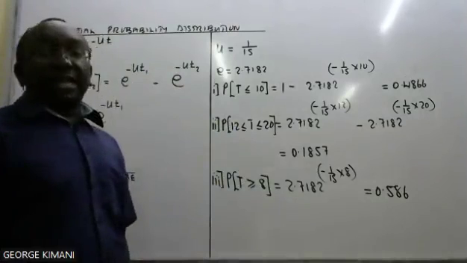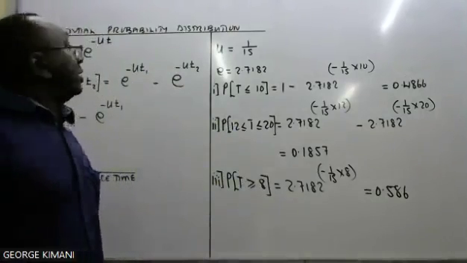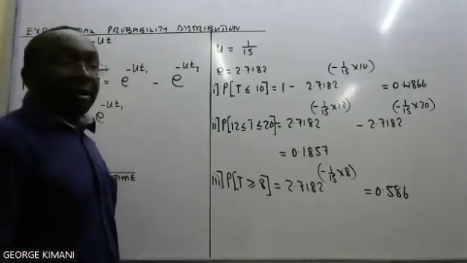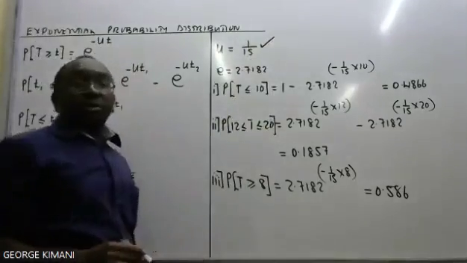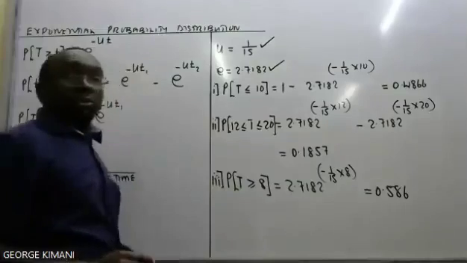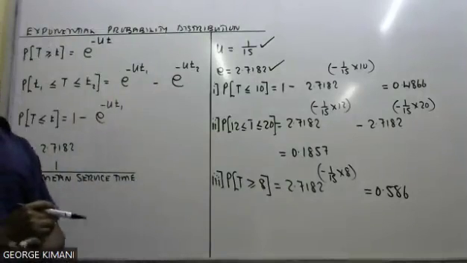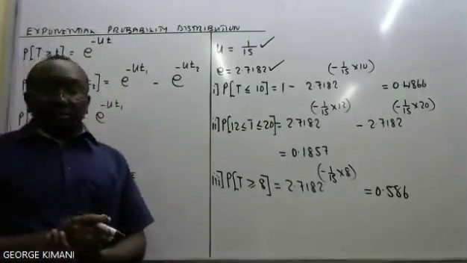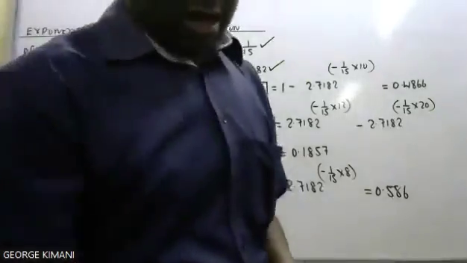Because it is very direct, I don't intend to do any other. I have said the first thing when you read a question about exponential is to know the mean so that you get your mu. Then to remember this is 2.7182. And then to remember these formulas and you apply. You know which formula applies where, so you apply them. So on your own, you can do the questions that follow that.